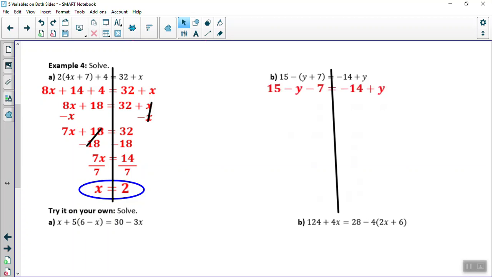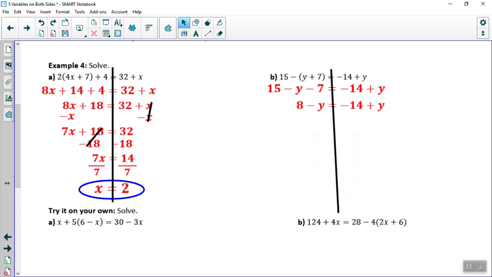Next, we're going to look for like terms on the left side. I'm going to deal with everything on my left side before moving over to the right. So I've got this variable here, this constant, variable, constant. So I've got 15 minus 7. 15 minus 7 gives me 8 minus the y equals negative 14 plus y.